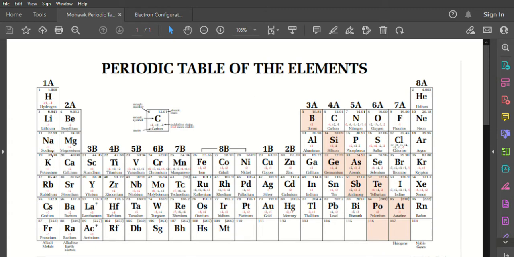Anything in the first column would have the superscript as s superscript 1, and then if it's in the second column, or helium, would be s superscript 2. So barium, for instance, its very final part of its electron configuration would be 1, 2, 3, 4, 5, 6, s2.